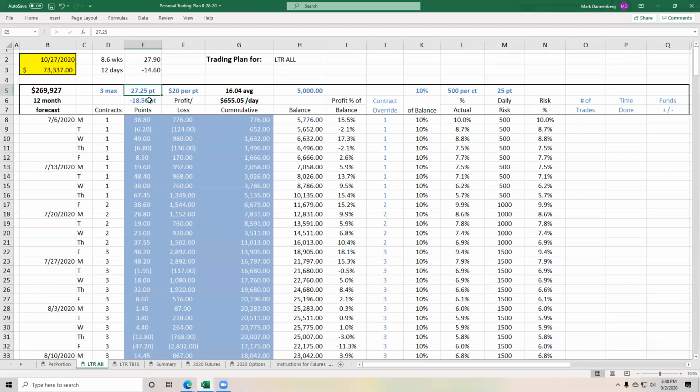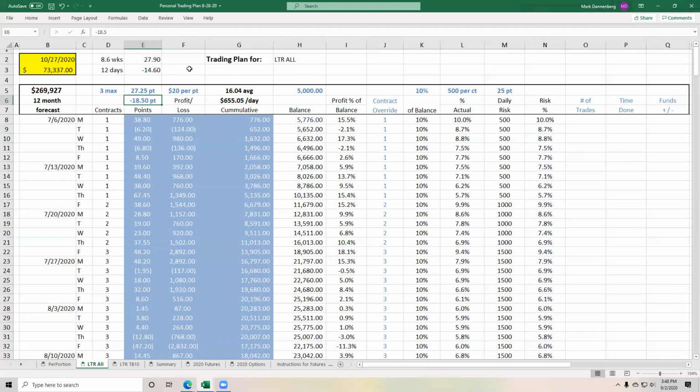On our losing days, our average loss for a losing day is 14.6. But again, we have 12 losing days out of 8.5 weeks. So although the average per loss is 14.6, I'm going to leave it at 18.5 because I want a reasonably conservative forecast. I don't want to over exaggerate at all.